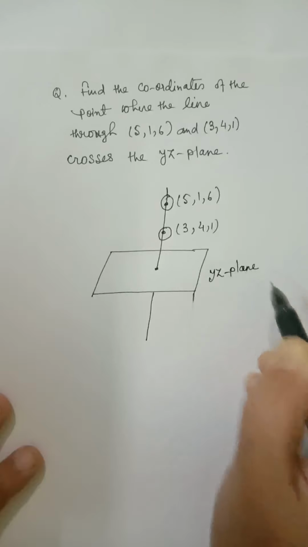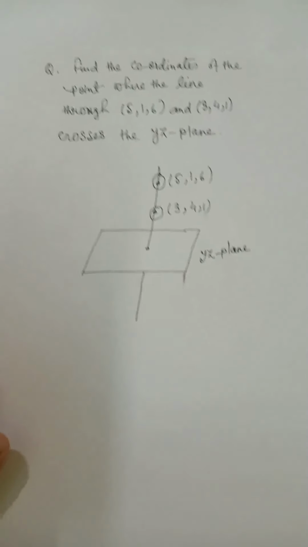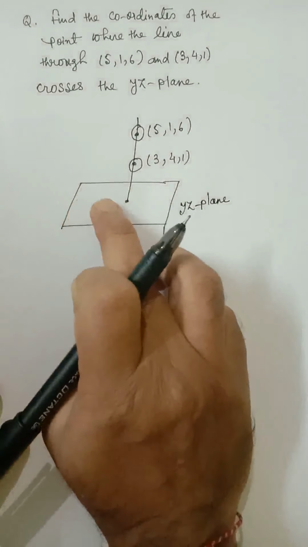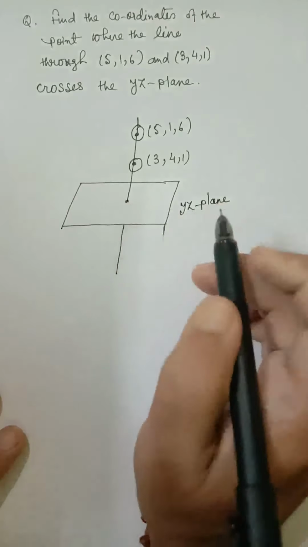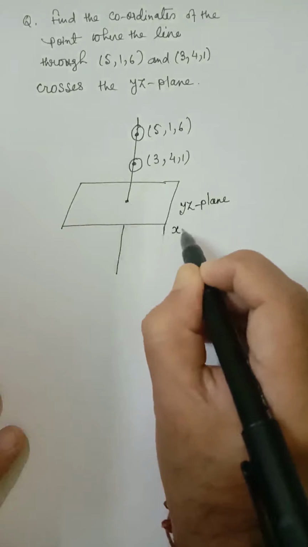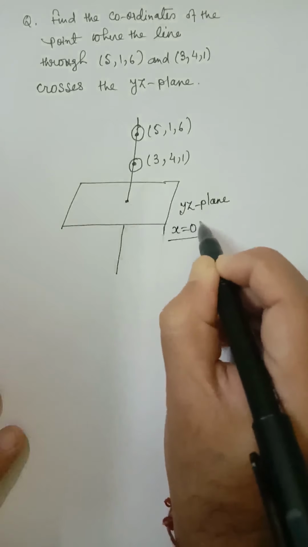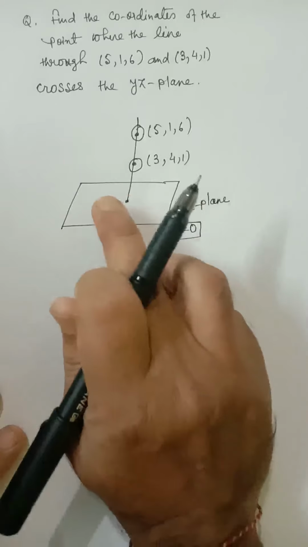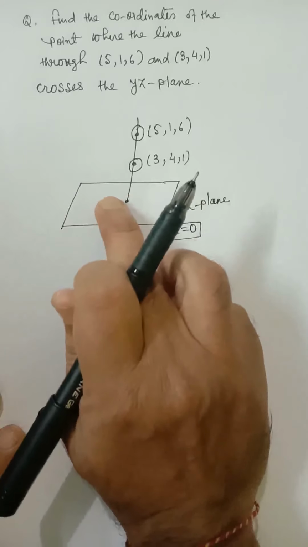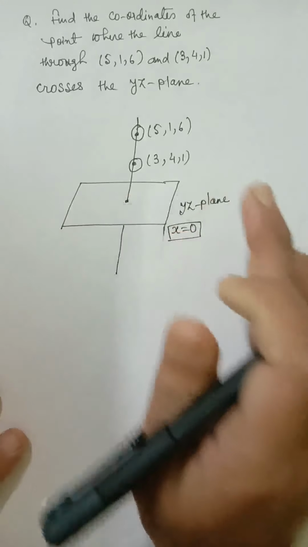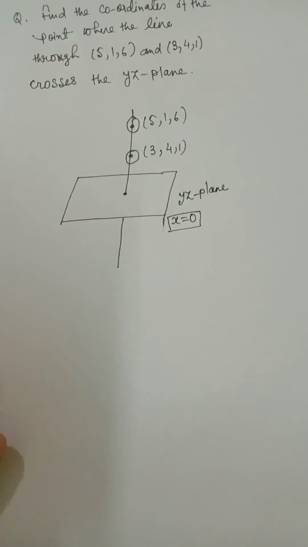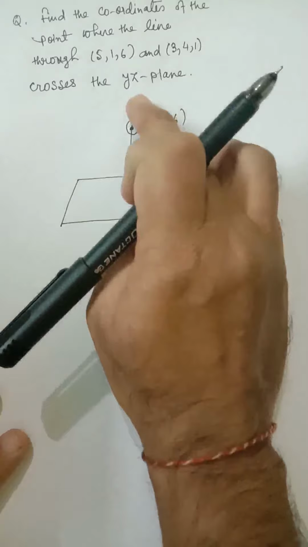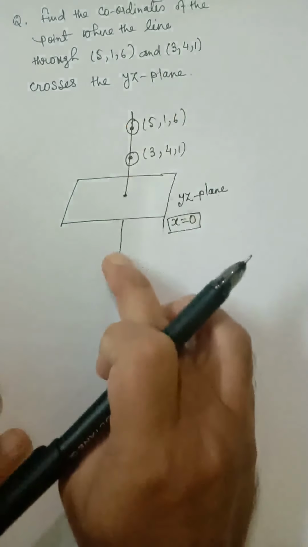Now, what is the speciality of the yz plane? The speciality of the yz plane is, for any point on it, the x coordinate will be 0. Its equation is also x equal to 0. X equal to 0 is the equation of the yz plane. For any point on this plane, the x coordinate will be 0. So first of all, let us write the equation of the line passing through these 2 points.